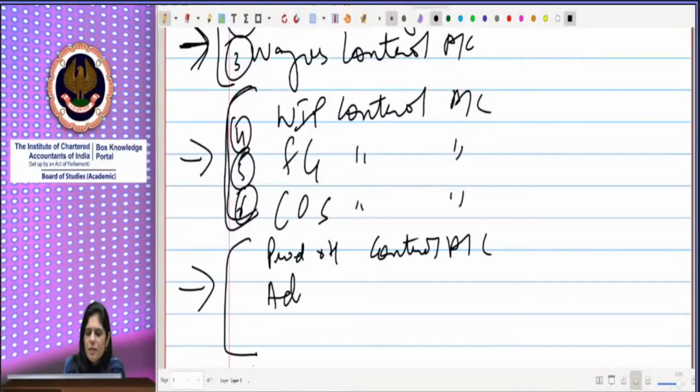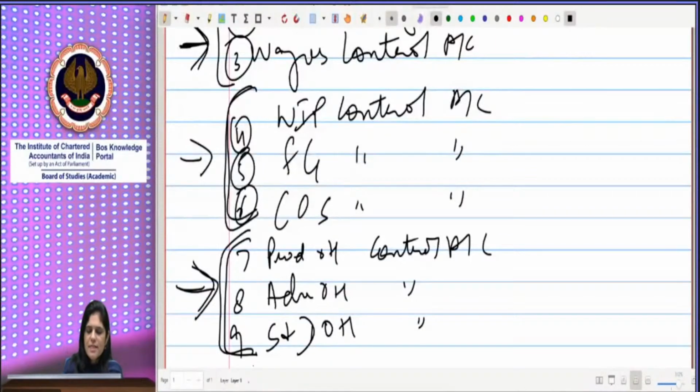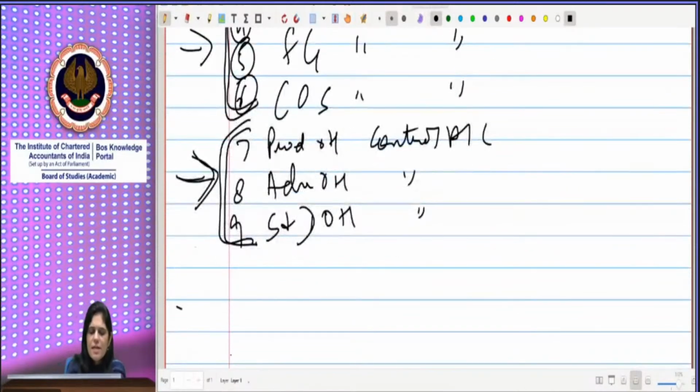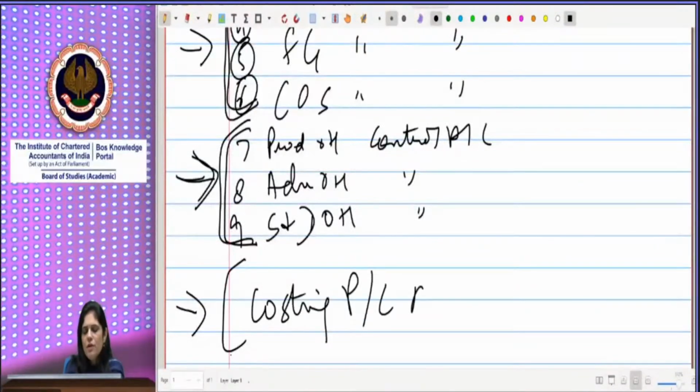Then admin overhead control account, and then selling and distribution overhead control account. So 7, 8, and 9. Clear? This is the next category, the overheads category. And of course, the last independent account is costing profit or loss account. So in a non-integrated cost accounting system, you have to make these 10 accounts. Clear? This minimum 10 accounts you have to make.